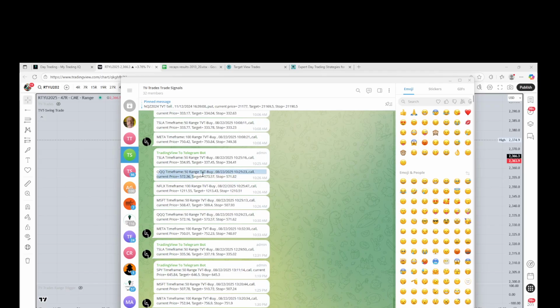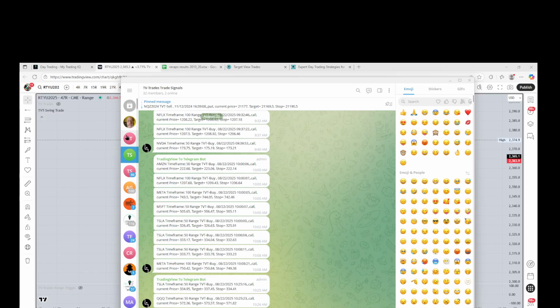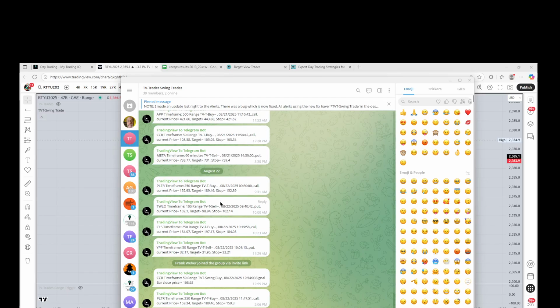Because what we use in here, like this is an ETF right here, the QQQ. That said, this was this morning. It said to buy the QQQ at 572.36. Now I can go and look at and see what that came out to be in a few minutes here. But that was, what time was that at? That was this morning at 10:25. So we can go check that out in a little while. But you have that, and the swing trades are also right in here.